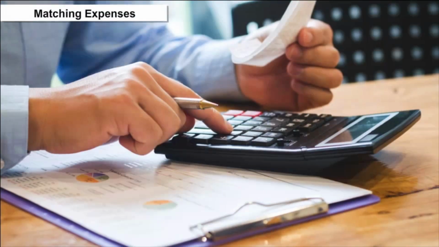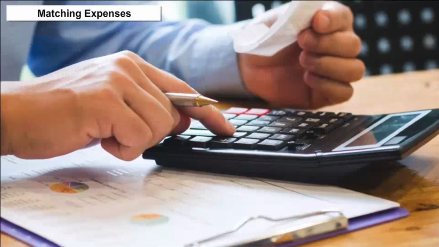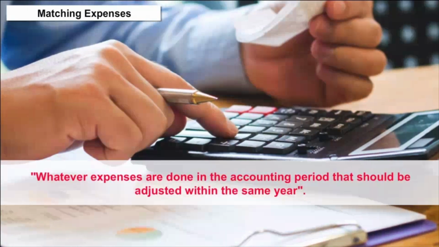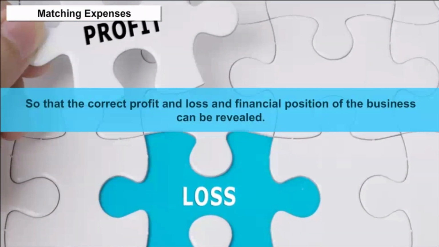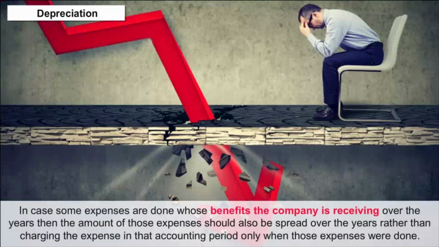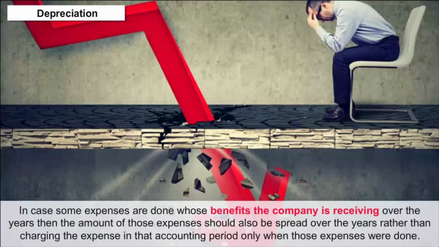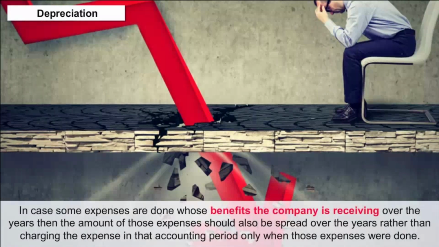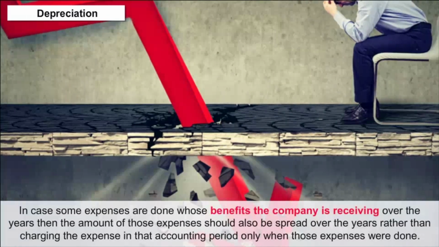Depreciation, matching expenses. As we know, the matching principle of accounting says that whatever expenses are done in the accounting period should be adjusted within the same year so that the correct profit and loss and financial position of the business can be revealed. In case some expenses are done whose benefits the company is receiving over the years, then the amount of those expenses should also be spread over the years rather than charging the expense in that accounting period only when those expenses were done.